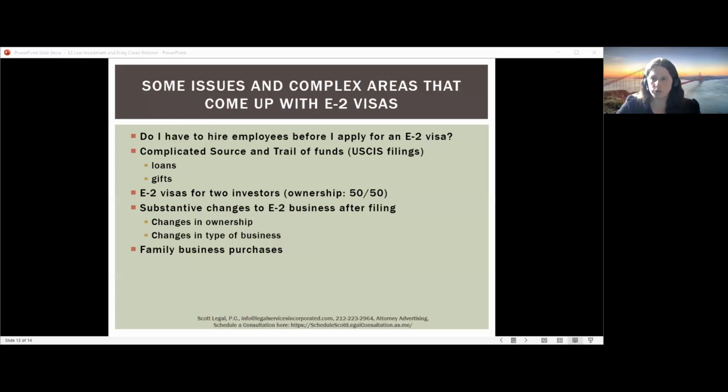And there's two ways to do that. One is you go back to the consulate, or you can also file an application or a petition with USCIS that says, I'm making a substantive change to my business. Here's the evidence of that. Please approve this. You may need to include proof of additional investment to support the new type of business.